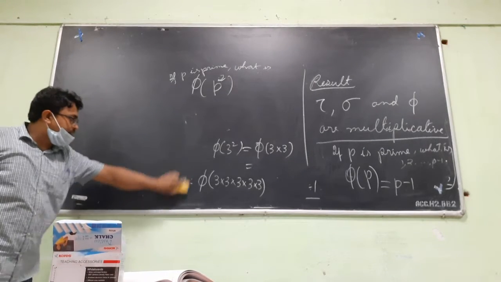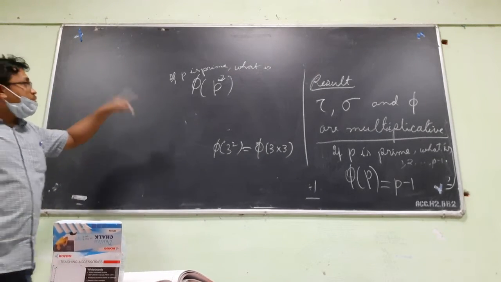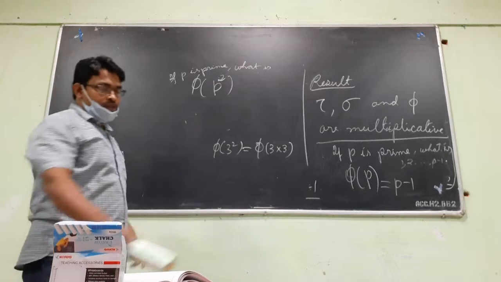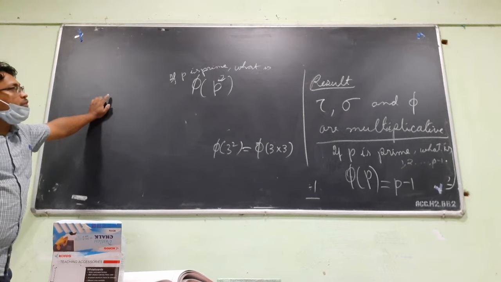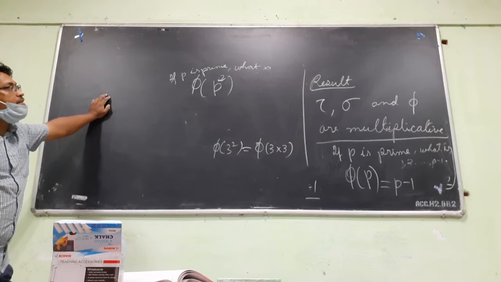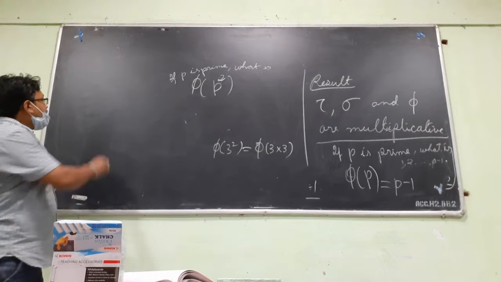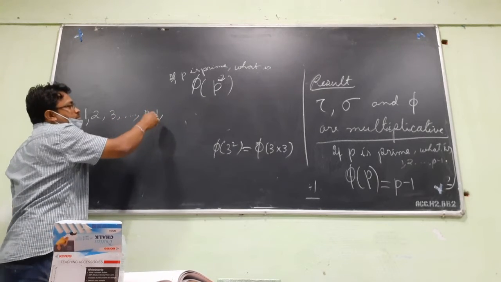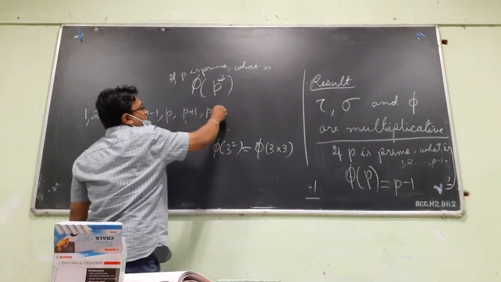Phi of p square is the number of all those positive integers less than or equal to p square which are relatively prime to p square. So how many such numbers are there? Can you find out? What are the numbers which are less than or equal to p square? 1, 2, 3, up to p minus 1. Next is p. Then p plus 1, p plus 2, like that.